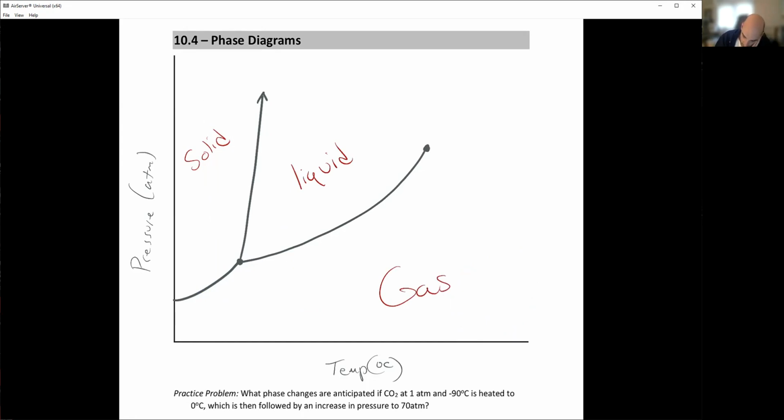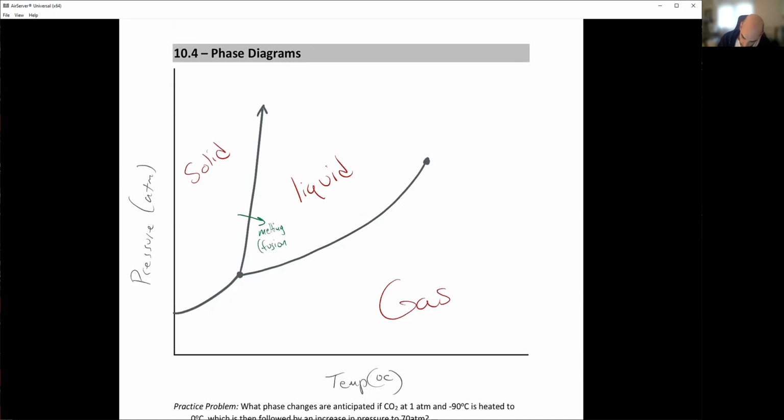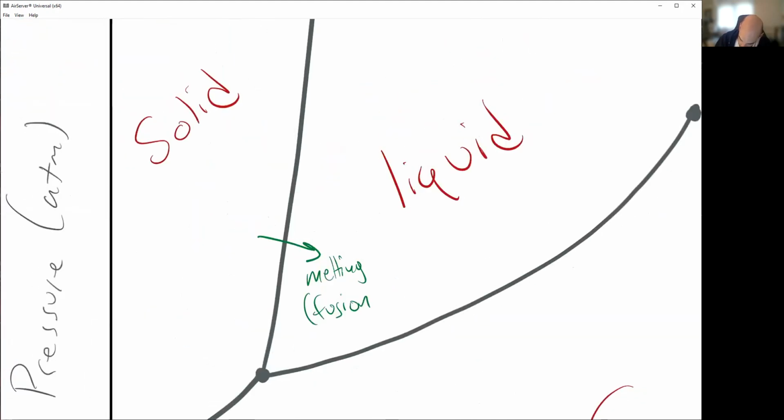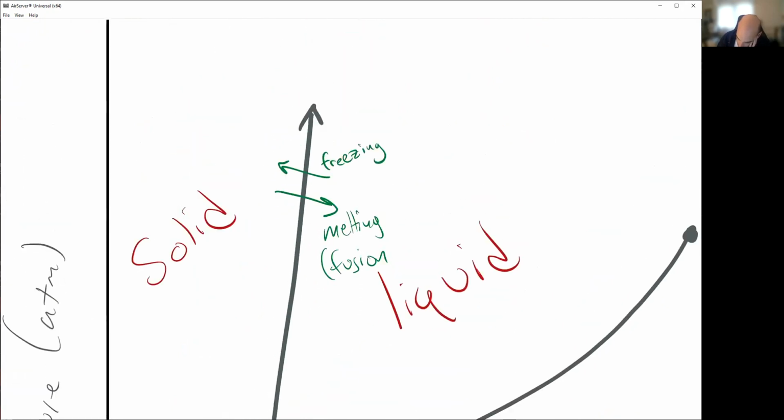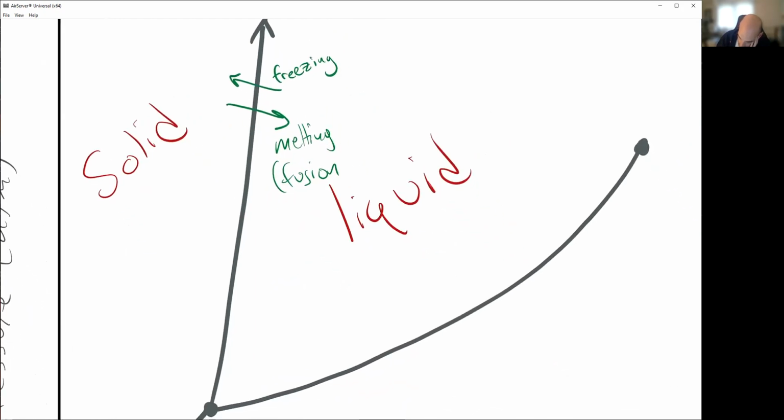So across this barrier, if your substance, or I guess your problem, crosses that barrier, you're going from a solid to liquid. That's going to be melting or fusion, more appropriately fusion, right? Going from solid to liquid. If you're going from liquid to solid, that's going to be freezing. So that would be fusion, melting, and freezing.